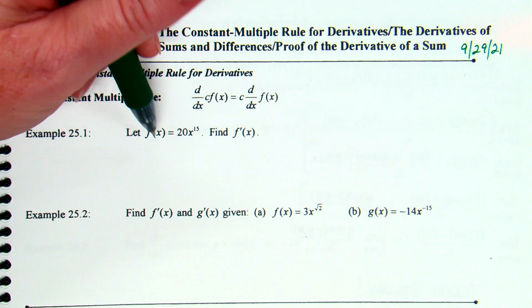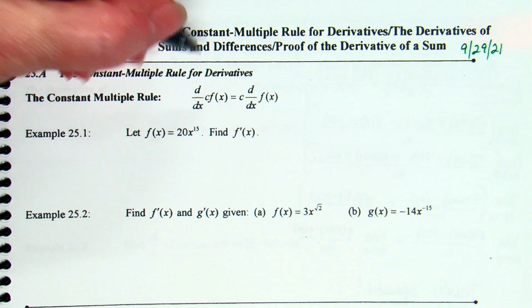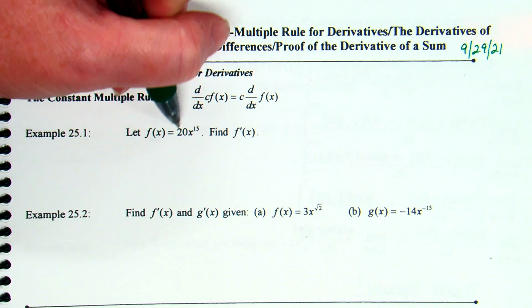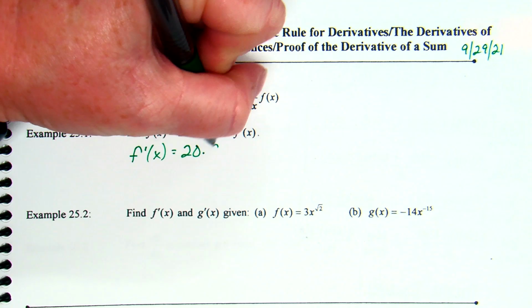It'll make most sense if I just teach it. Let f of x equal 20x to the 15th, and it asks us to find f prime of x. Now, I'll show you a little bit of notation along the way, just so you're familiar with it. We're being asked to do the derivative of a constant, which in this case is 20, times x to the 15th. So you're going to keep the 20, and you're going to multiply it by the derivative of x to the 15th.